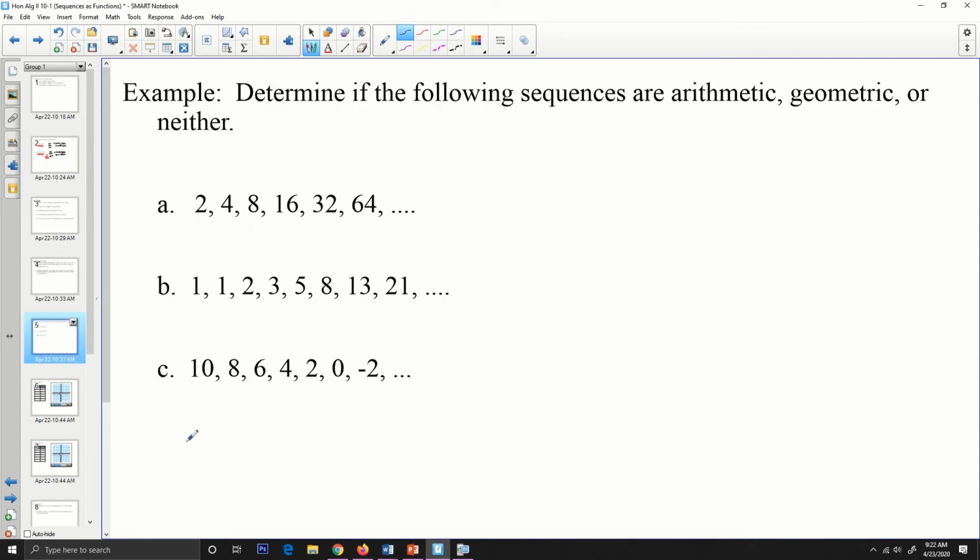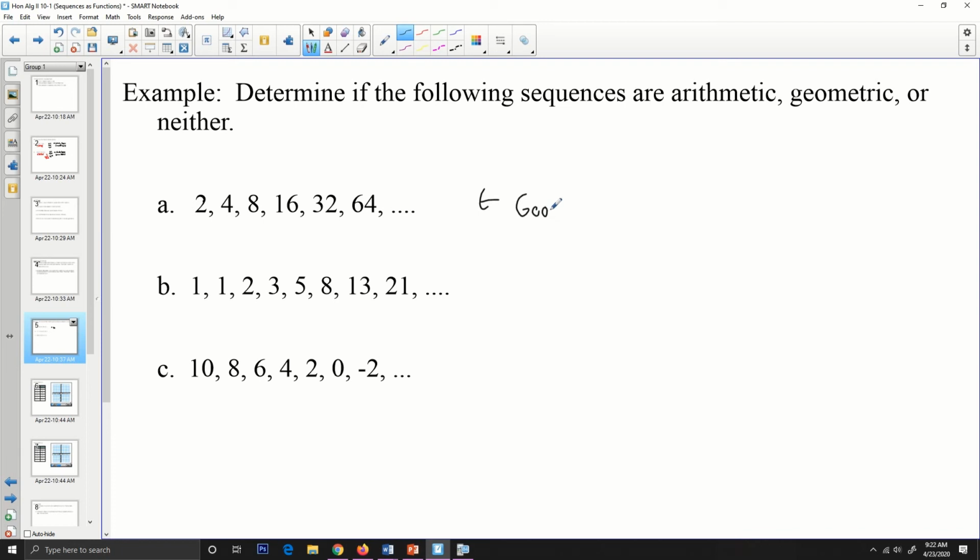All right, so determine if the following sequences are arithmetic, geometric, or neither. So here's what I would do. I would take the first two and find a difference. So 2 to 4, I would add 2. And then if I add 2 to 4, I don't get 8. So it's not arithmetic. All right, so geometric. What times 2 is 4? Well, 2 times 2 is 4. 4 times 2 is 8. 8 times 2 is 16. 16 times 2 is 32.